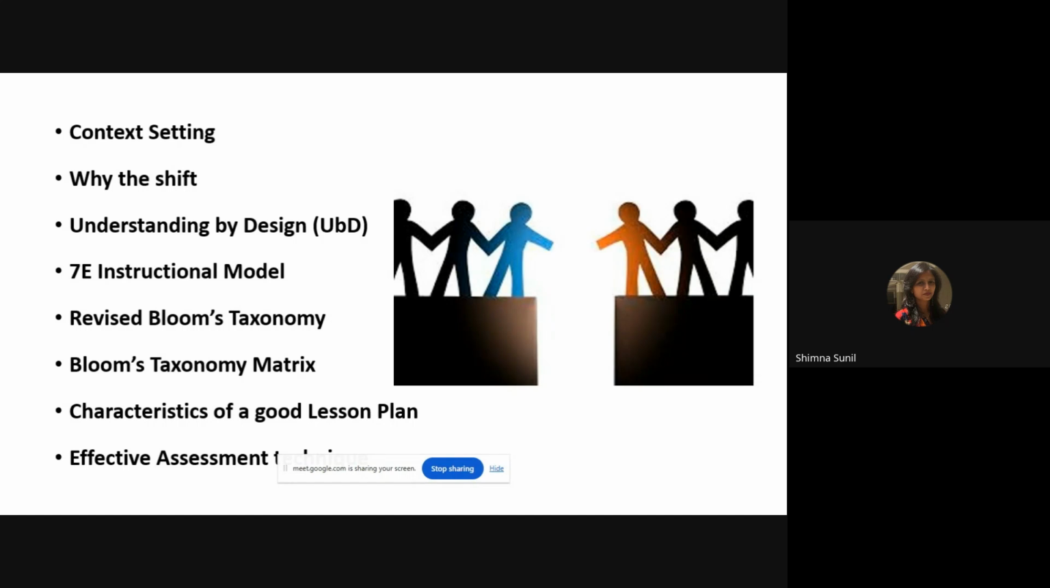In a very precise and concise way, we will try to understand the understanding by design model, which is very important to understand Bloom's taxonomy, and also to develop a very good lesson plan and effective assessment. So before understanding taxonomy and before going towards assessment and lesson planning, let us understand what understanding by design is. I'll just give you a brief. Will not dwell deep into it, but yes, it's very important.